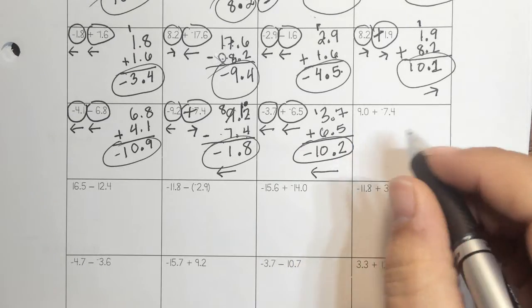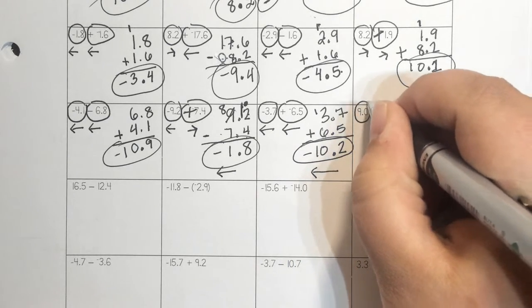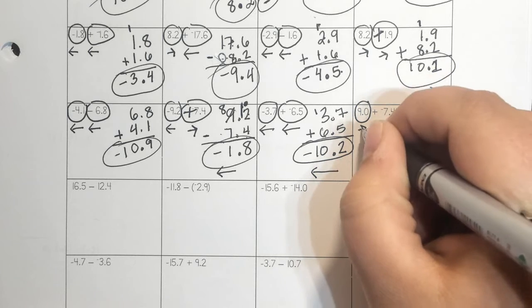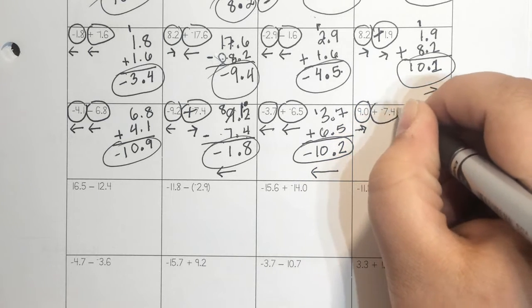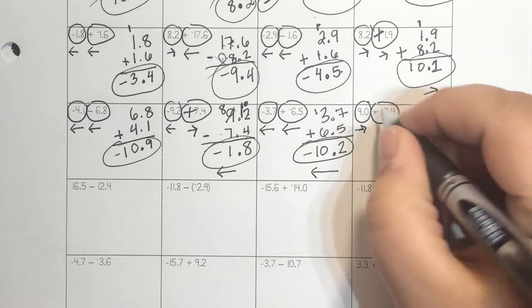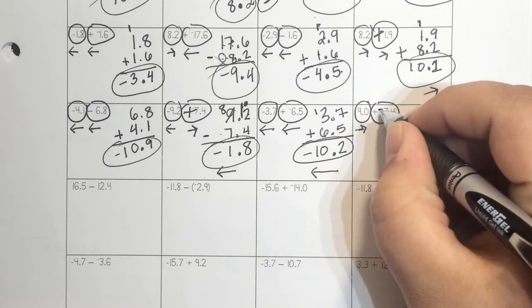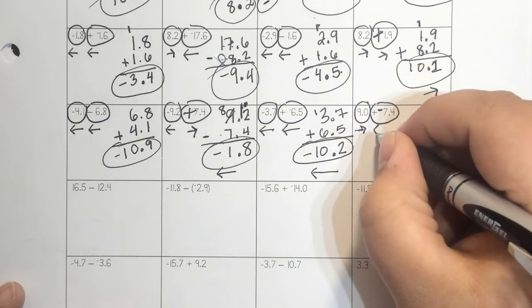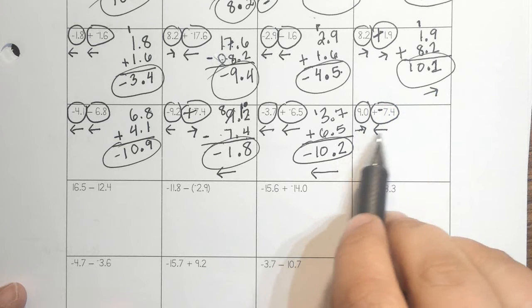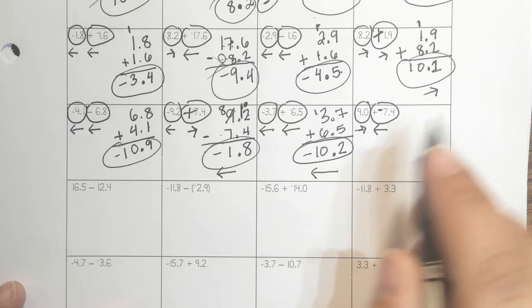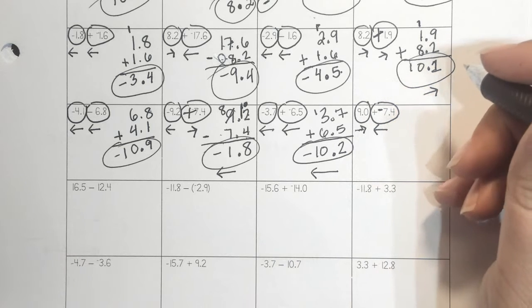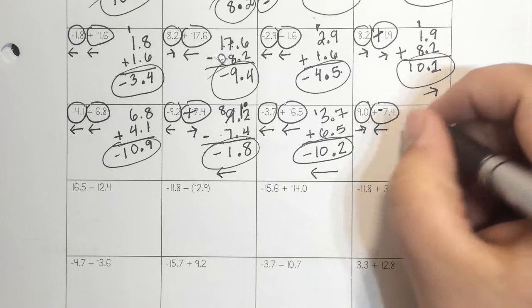9.0 plus negative 7.4. I'm circling 9.0, which goes to the right of 0. And then I'm circling plus negative 7.4, which is just plus negative means minus or negative. So that goes to the left. Those are going different directions, so I'm going to do a minus problem. I'm finding the difference, which means minus.